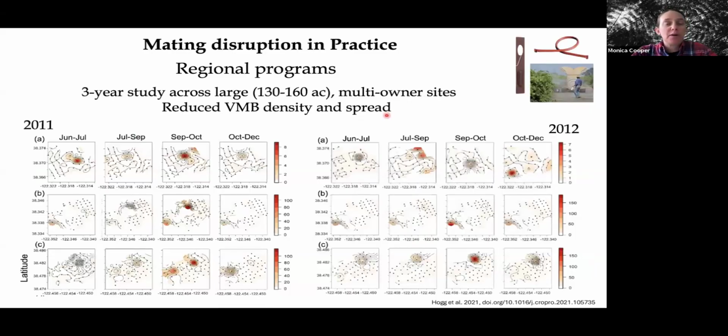Other thing about mating disruption is that regional programs are very effective. So you can still be effective on a single block level, but when we have large regions that are using mating disruption, where the neighbors come together and decide that mealybugs are a problem.